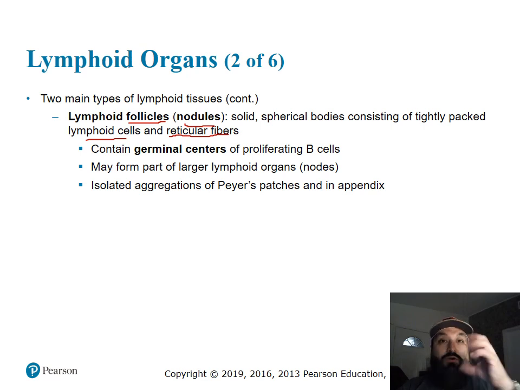So we find these aggregations, these really dense places where we've got lymphoid cells and reticular fibers, and you usually find these, for example, in what we call Peyer's patches. And we're going to see Peyer's patches in just a bit in this PowerPoint, and the appendix. So we find these real dense, aggregated areas with a lot of packed lymphoid cells, B and T lymphocytes, and the reticular fibers.